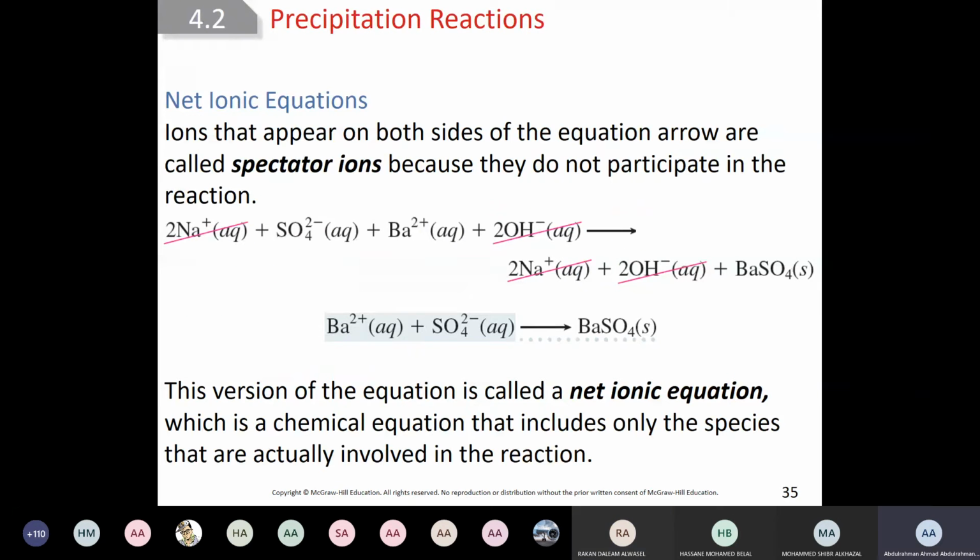We call the sodium and the OH, which are available in both the reactants and products, spectator ions. Spectator means just watch.